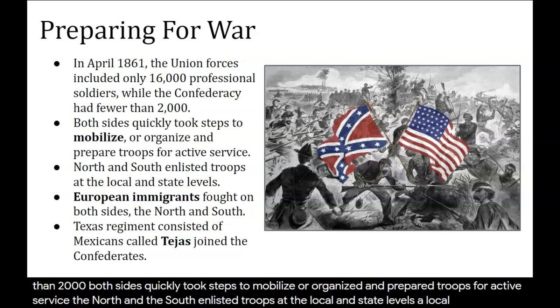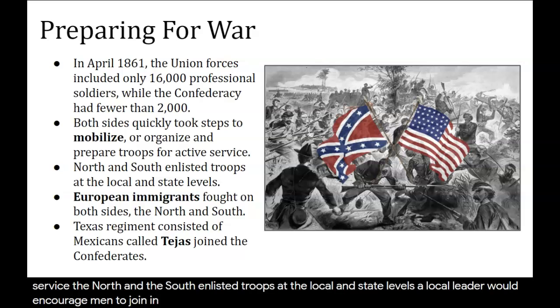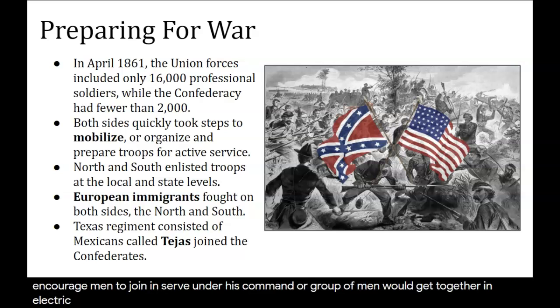A local leader would encourage men to join and serve under his command, or a group of men would get together and elect their commander.